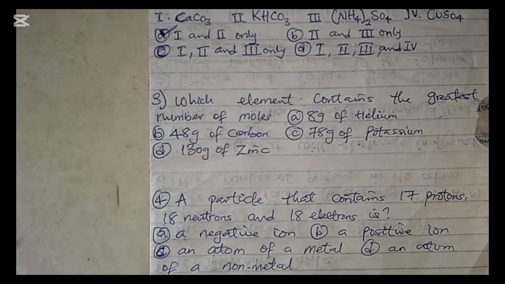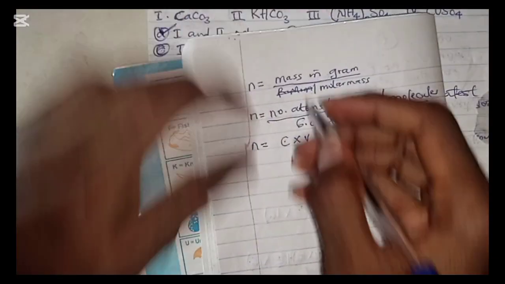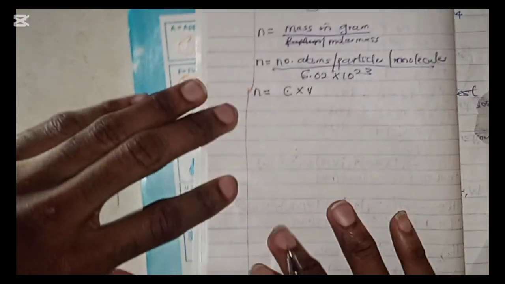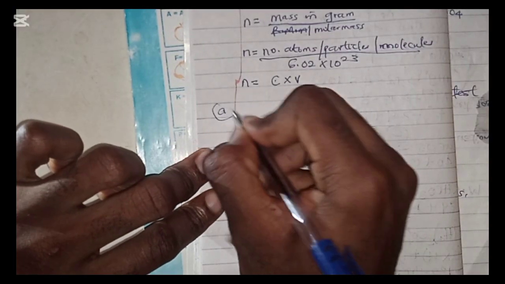Now let's start. 8 grams of helium. Now this is question number 3. Let me put it here, question number 3. Now 8 grams of helium. We're given 8 grams of helium. So for option A, 8 grams of helium.